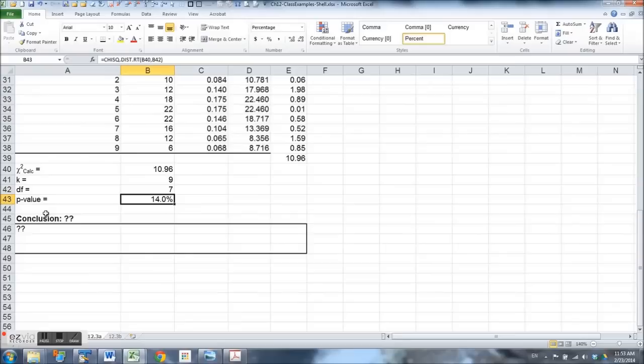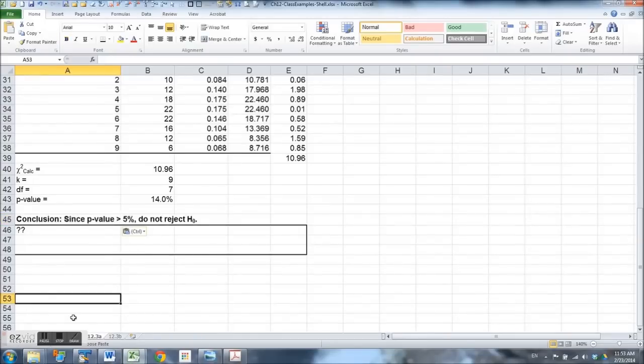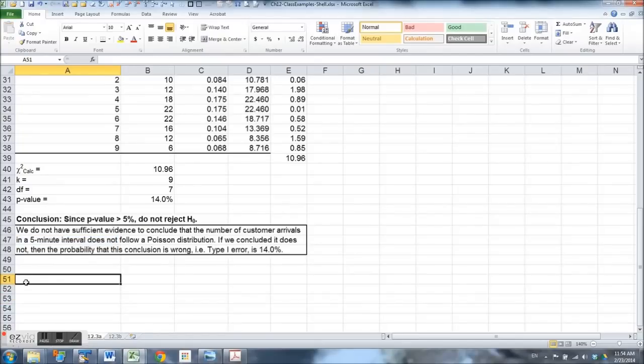Now the conclusion is, since the p-value is greater than 5%, we do not reject the null hypothesis. And then the interpretation is, we do not have sufficient evidence to conclude that the number of customer arrivals in a 5-minute interval does not follow a Poisson distribution. We can't say that. So we have to agree that it is Poisson. If we concluded that it was not a Poisson distribution, then the probability that the conclusion is wrong is 14%.